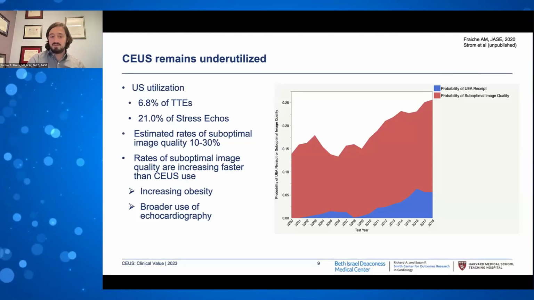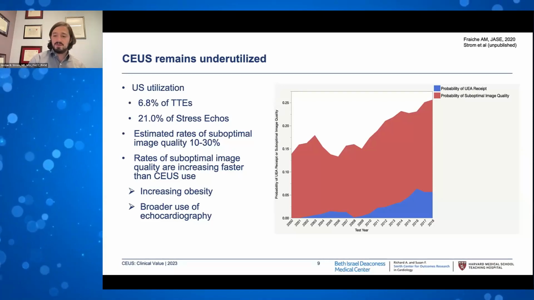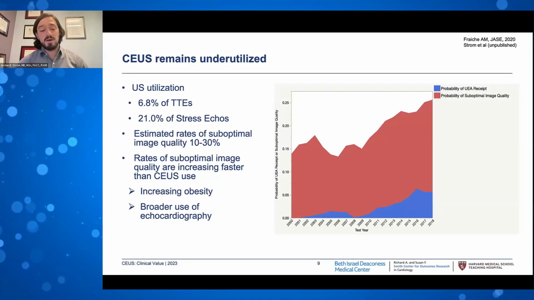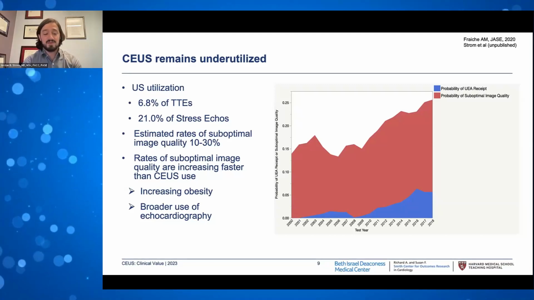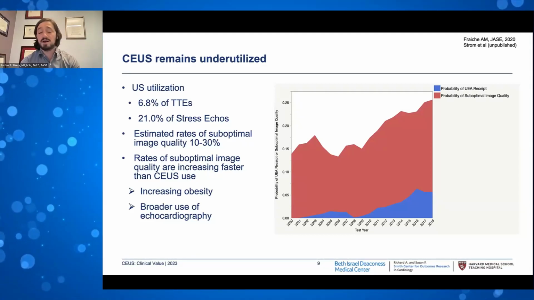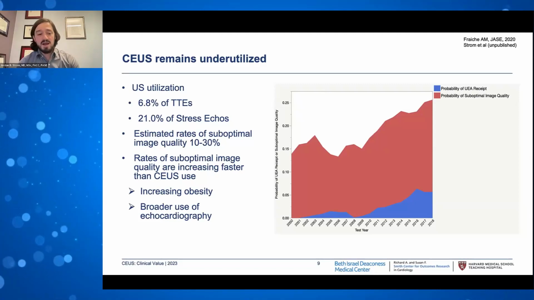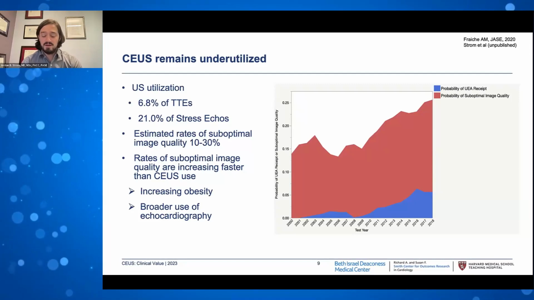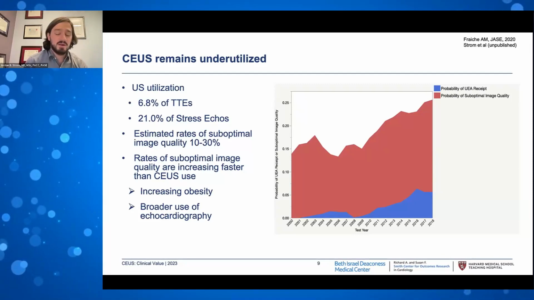So even though contrast use has been increasing, it hasn't been increasing relative to the rate of rise of suboptimal image quality. That can, in part, be explained by increasing rates of obesity and a broader use of echocardiography in the population that we treat, and therefore much more challenging windows than perhaps we had even 5 or 10 years ago to deal with.